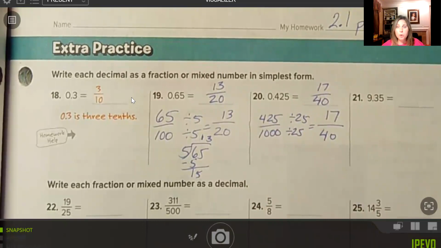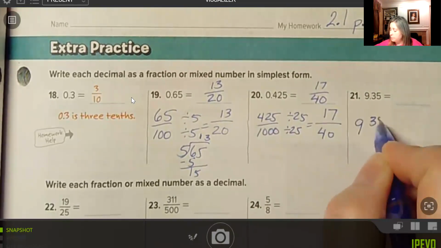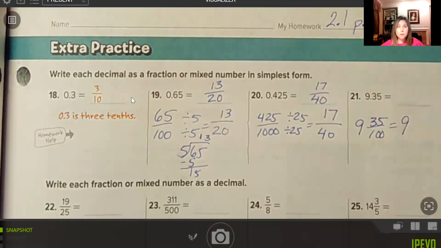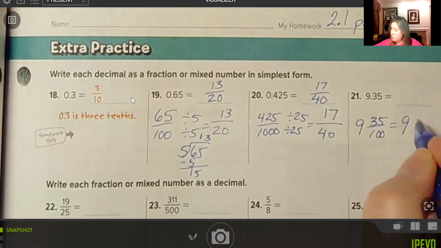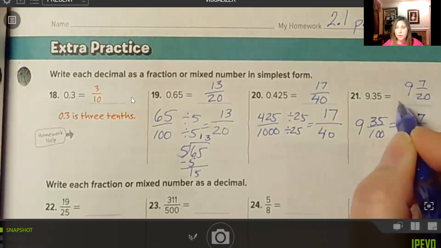And then number 21, we have 9 and 35/100ths. 35 and 100 are both divisible by 5. Our GCF is 5, so we get 7/20ths. So 9 and 7/20ths.